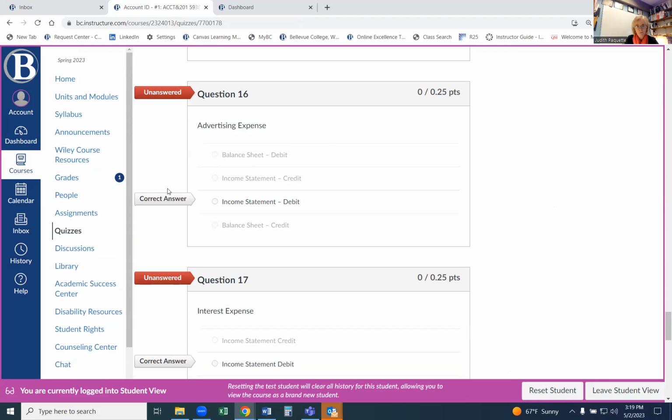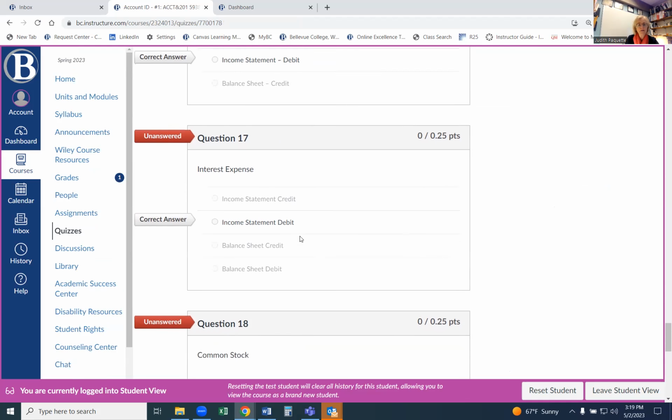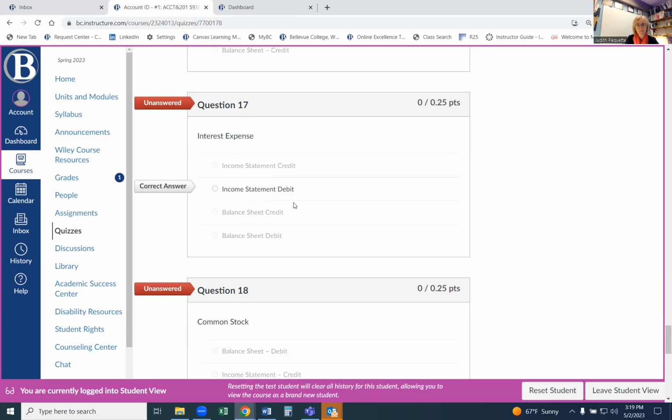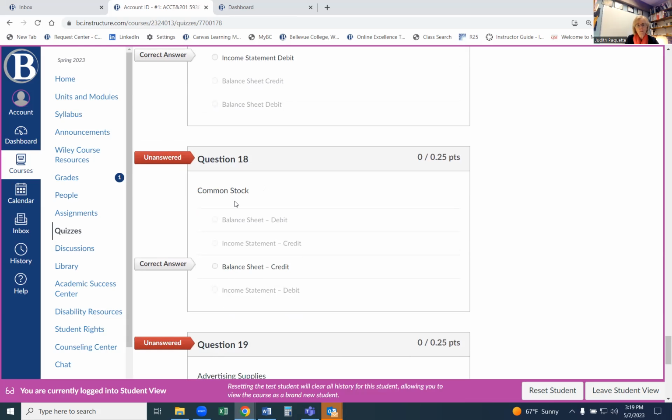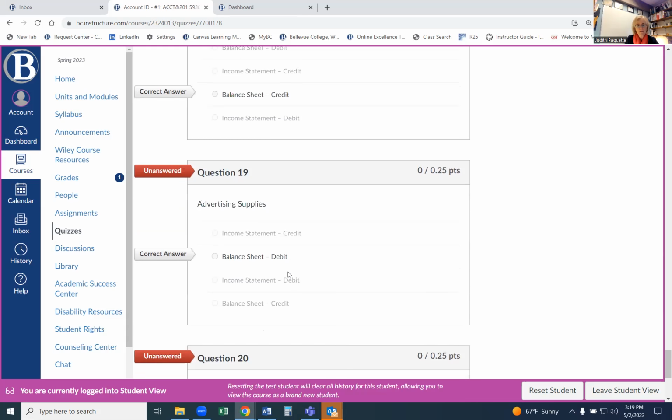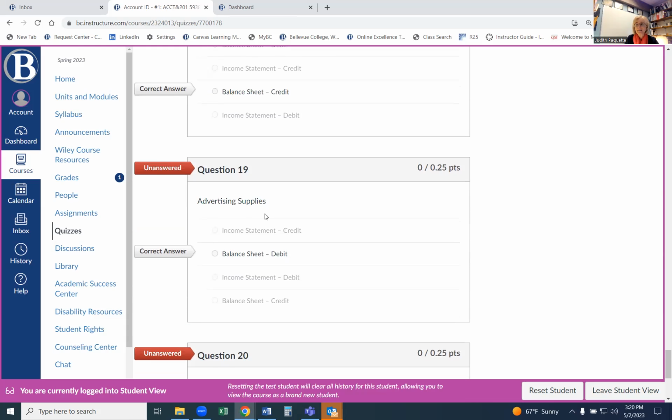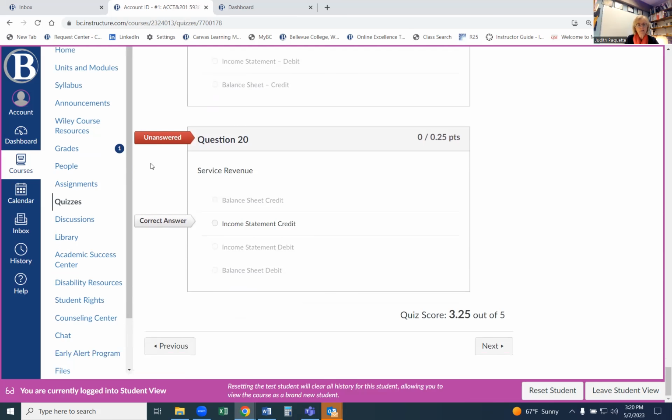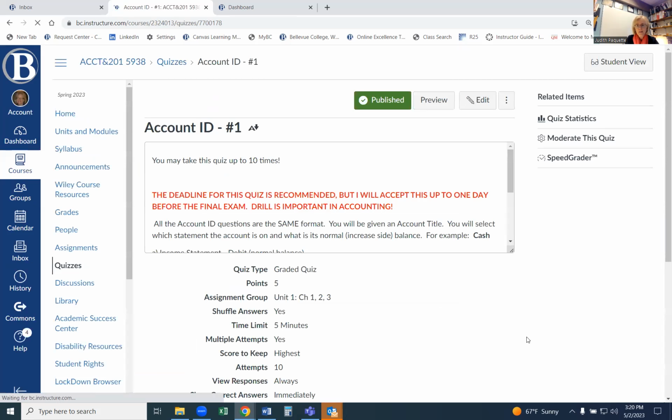Advertising expense, also income statement debit. Interest expense, income statement debit. Common stock, balance sheet credit. Advertising supplies, balance sheet debit, and service revenue, income statement credit. Okay, so that's the account ID quiz.